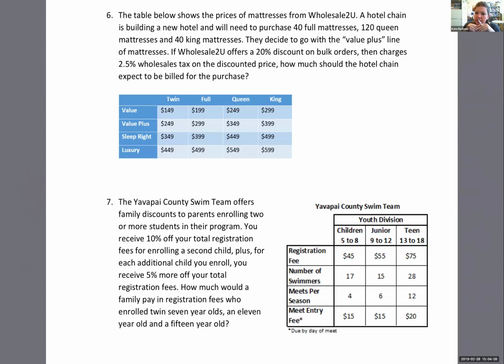A hotel chain is building a new hotel and will need to purchase 40 full mattresses, 120 queen mattresses, and 40 king mattresses. They decide to go with the Value Plus line of mattresses. If Wholesale to You offers a 20% discount on bulk orders, then charges 2.5% wholesale tax on the discounted price, how much should the hotel chain expect to be billed for the purchase?